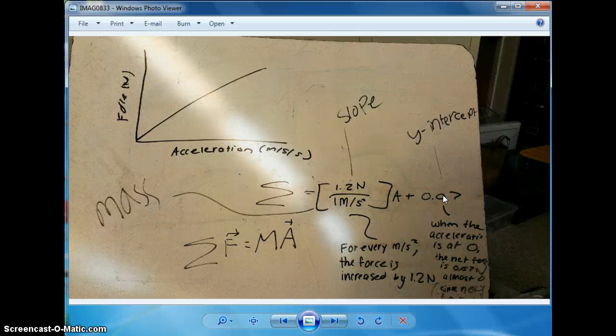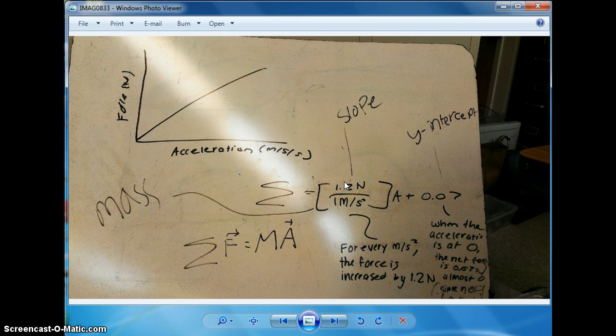So, we also found out that this right here, 1.2 newtons, can be the weight of the car that we use in the lab. Anyways, as I was saying, we figured out that this 1.2 in the slope can actually be the mass of the car.